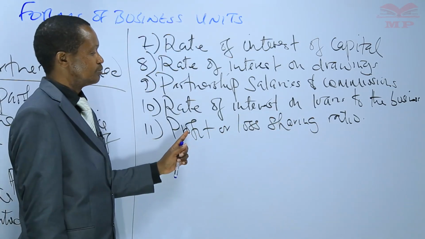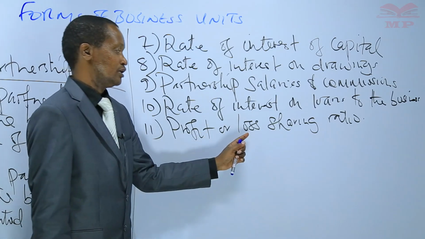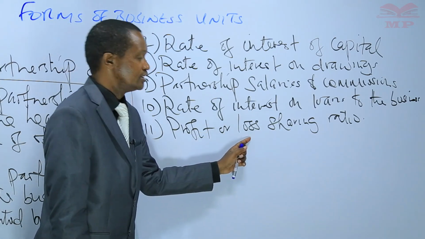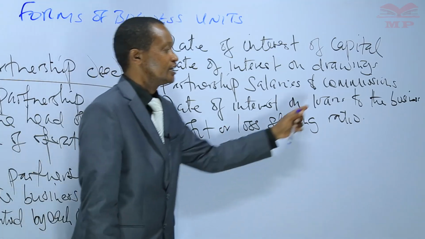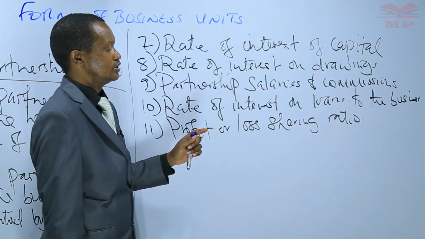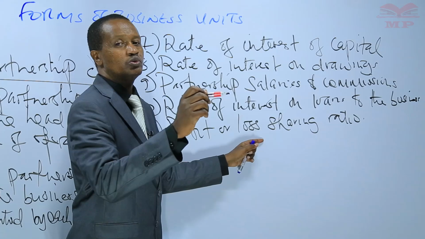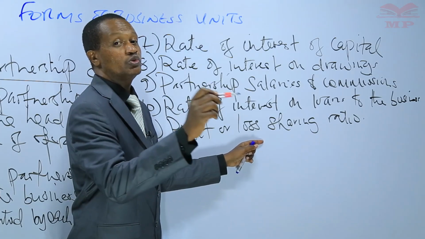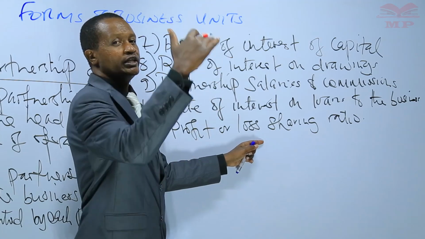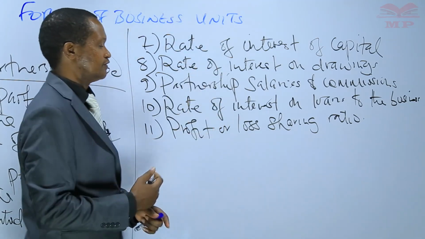And sometimes profit may not be made, but loss may be incurred in a given year. If loss is incurred, then what will be the loss sharing ratio? Is it 3-1 if there are 2 parties, or 3-2-2? They have to agree in advance.